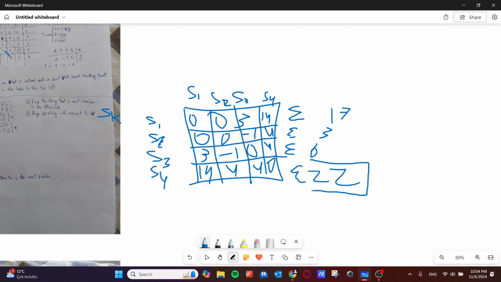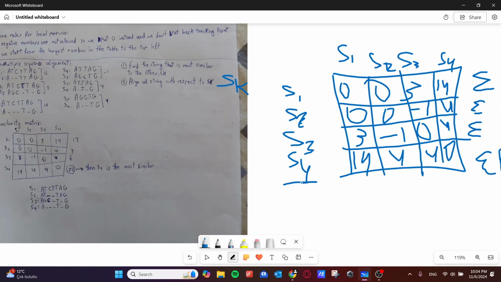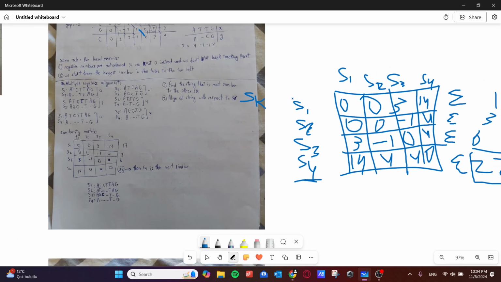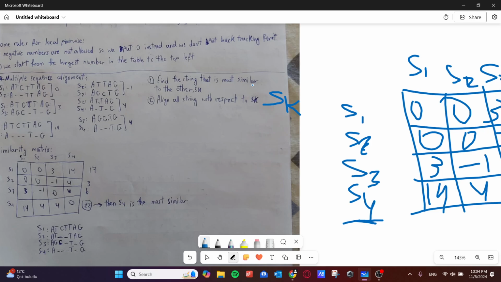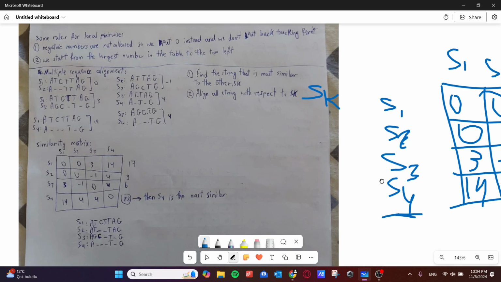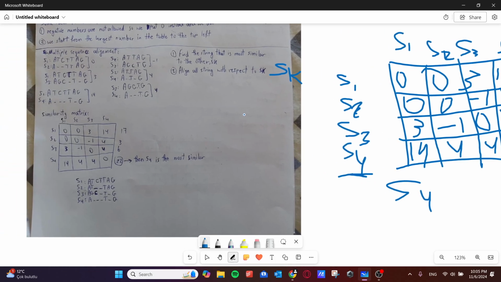So when we get the maximum number, the string of it is the most similar to the other strings. Find the string that is the most similar to the others. Okay, we found it, which is S4 in this case. So align all strings with respect to S4.